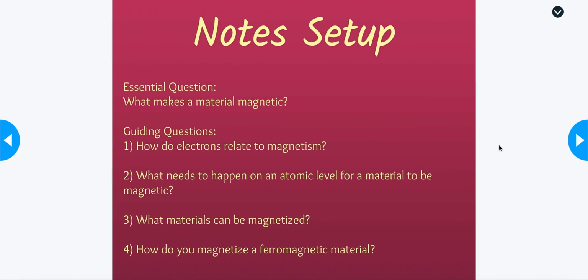All right, setting up your notes today. Your essential question is: what makes a material magnetic? And your guiding questions are: how do electrons relate to magnetism? What needs to happen on an atomic level for a material to be magnetic? What materials can be magnetized? And how do you magnetize a ferromagnetic material?